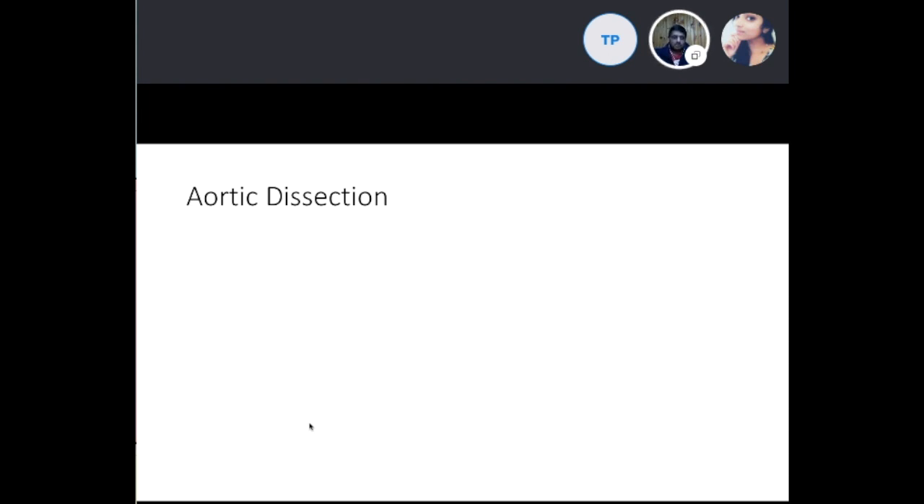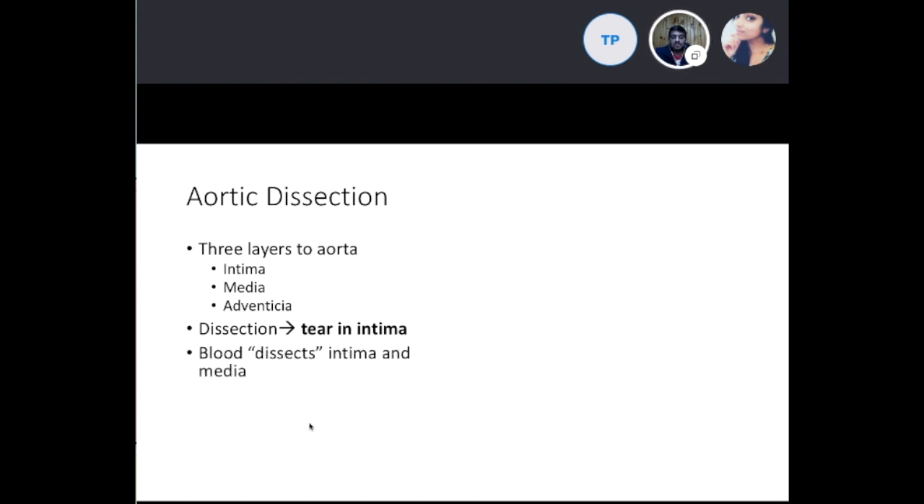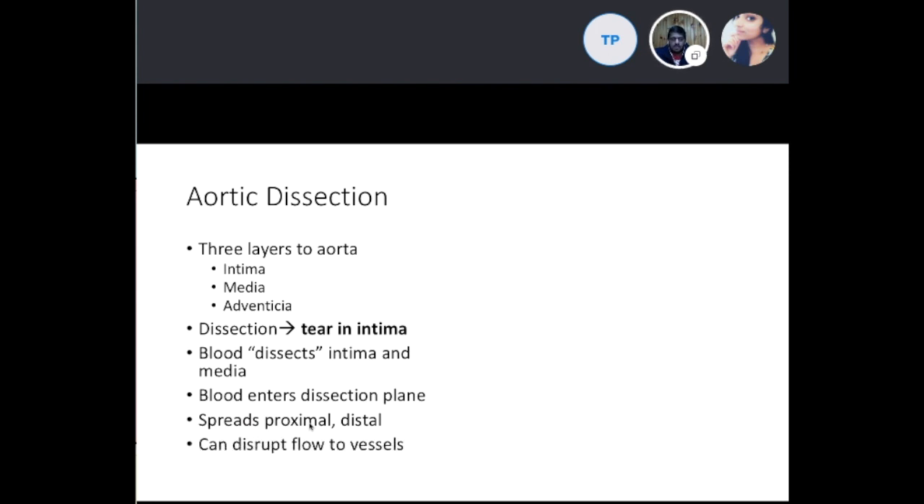Okay. So in aortic dissection, there are 3 layers to the aorta: the intima, media, and adventitia. The dissection is basically a tear in the intima, and the blood will dissect into the intima and media, and it enters the dissection plane and spreads either proximally or distally. That will result in a disruption of the flow to the vessels.